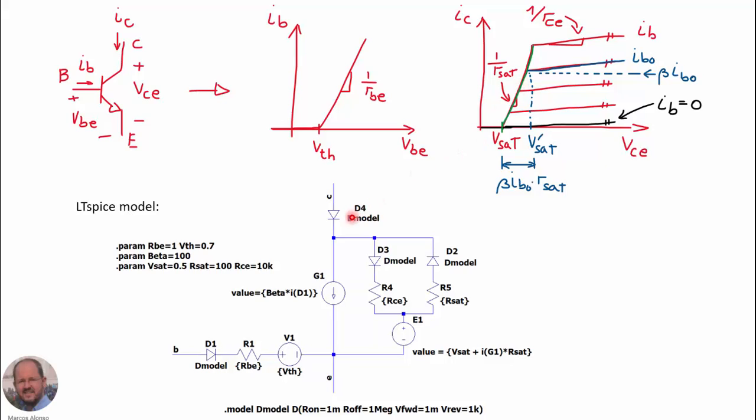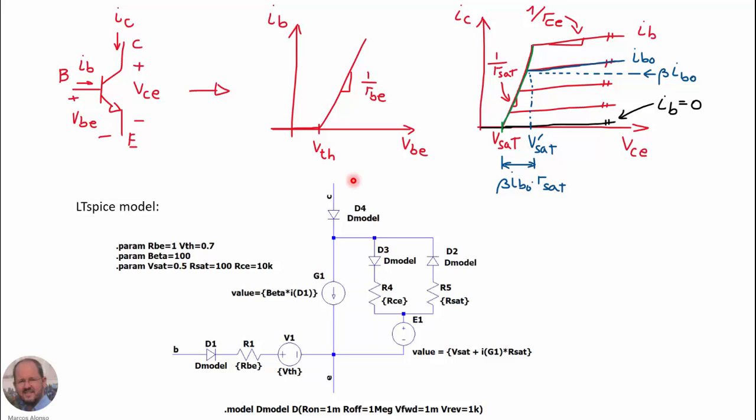And finally, we are adding here this other ideal diode. So we are assuring that the collector current of the transistor is always positive. At the end, we are interested only in modeling the behavior of the transistor in the first quadrant. So we are using this diode here to avoid that at some point this voltage source can generate negative current out of the collector pin.